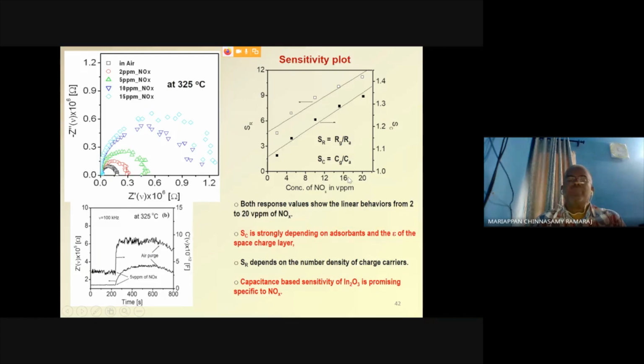So up to 25 ppm it is linear. We have then done this same thing here, different frequency, same thing. We have a fixed particular frequency, and then with respect to time we monitor, and you can clearly see the changing resistance, changing capacitance. So this technique is very useful, promising, and this material as well as this technique is promising for NOx indium-based material.